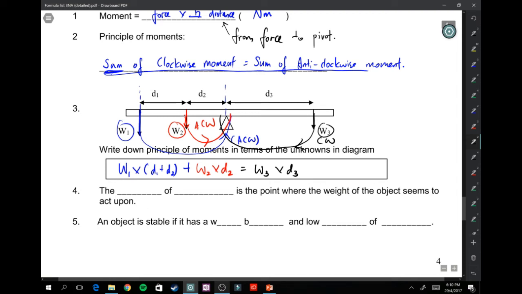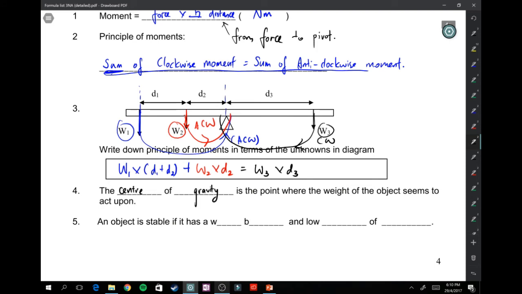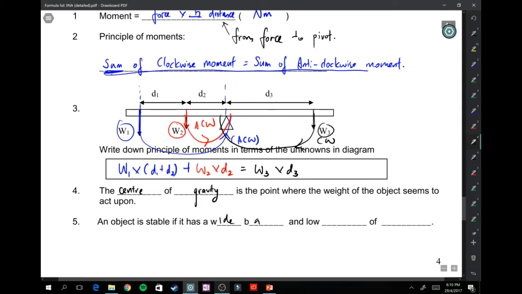Okay, now lastly, just a few definition questions. The center of gravity is the point where the weight of the object seems to act upon. Alright, and an object is stable if it has a wide base and a low center of gravity. Okay, so just remember this, a triangle in this manner with the CG here, and a triangle in this manner with a CG here. Okay, this is stable and this is unstable.